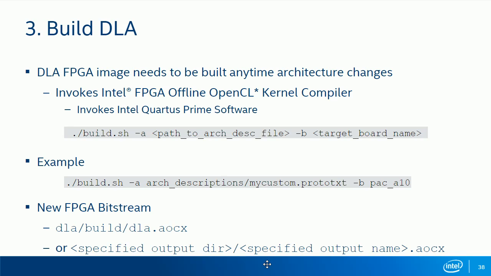To run the build process, just call the build.sh script along with the path to the architecture description prototxt file, as well as the target board and optionally the output directory. In my example, I'm creating a new architecture based on my custom.prototxt for the Arria 10 programmable acceleration card. Once completed, you should see the new aocx file in the build directory.